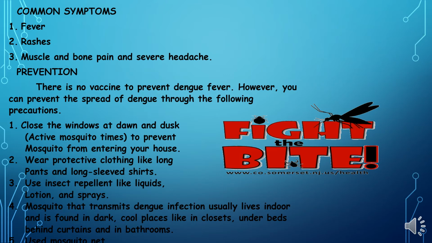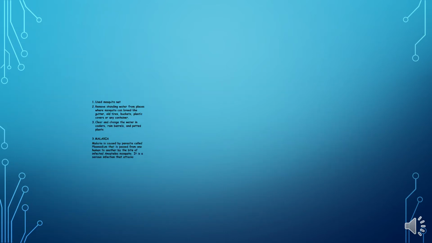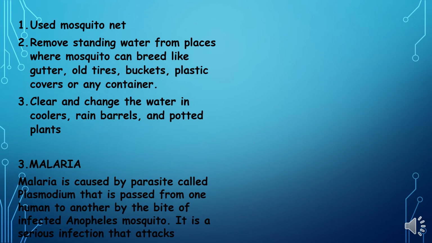Number 4, mosquitoes that transmit dengue infections usually live indoors and are found in dark, cool places like in closets, under beds, behind curtains, and in bathrooms. Use mosquito nets. And next is remove standing water from places where mosquitoes can breed like gutters, old tires, buckets, plastic covers, and any containers. Number 3, clear and change the water in coolers and rain barrels and potted plants.